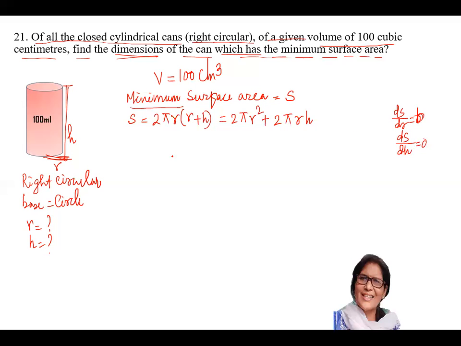This also we have discussed. How to convert? Taking the help of the constant. What is constant here? V is constant, 100. So let us write the formula for V. V is equal to pi r square into h, and this is equal to 100. So I can change h in terms of r: h will be 100 by pi r square. What I am doing is changing h in terms of r.